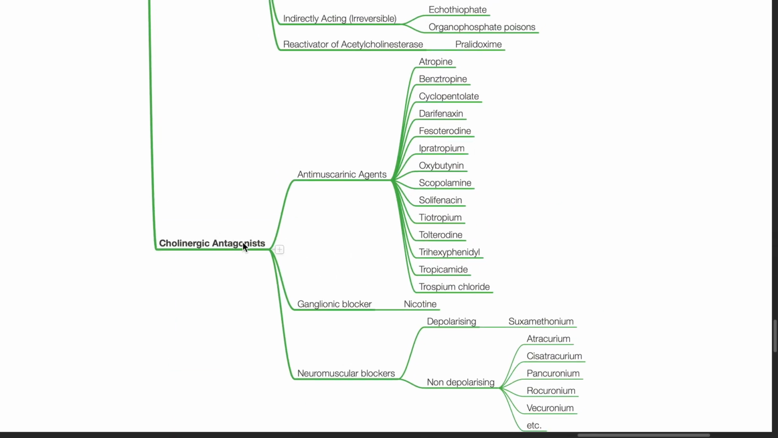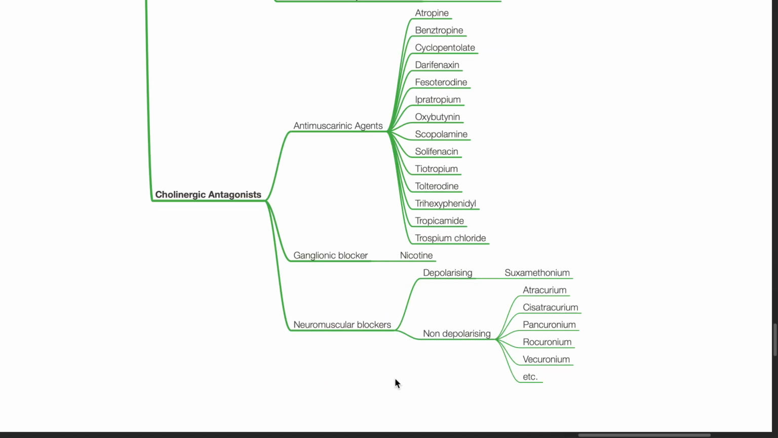Cholinergic antagonists include antimuscarinic agents such as atropine, benztropine, cyclopentolate, darifenacin, fesoterodine, ipratropium, oxybutynin, scopolamine, solifenacin, tiotropium, tolterodine, trihexyphenidyl, tropicamide, trospium chloride. Ganglionic blocker is nicotine. Neuromuscular blockers, kindly refer to the respective videos for further details.